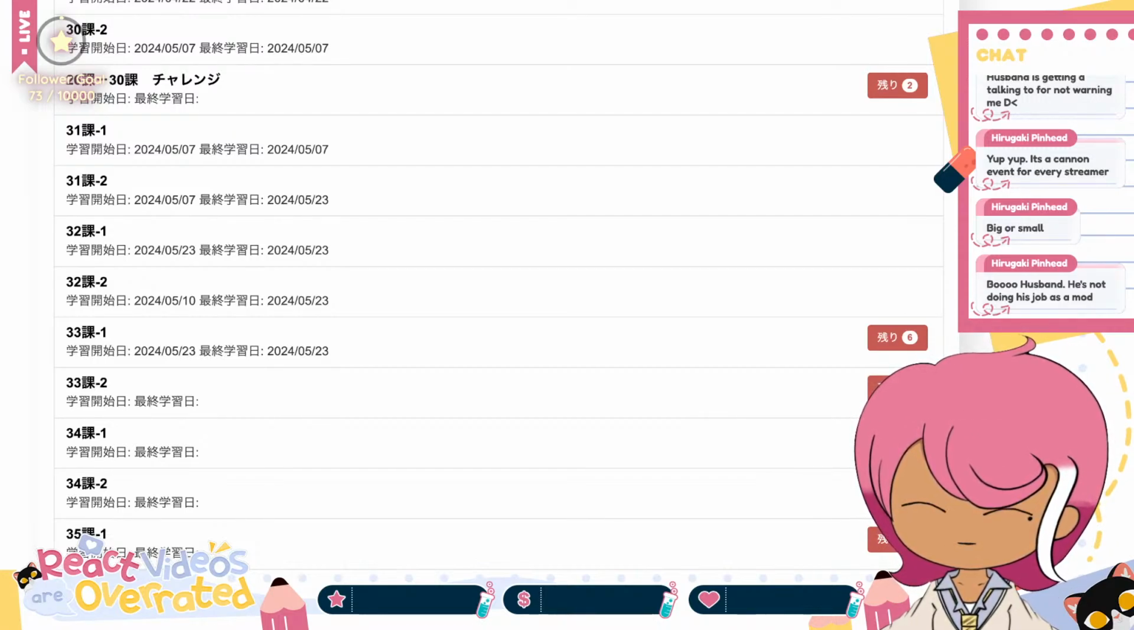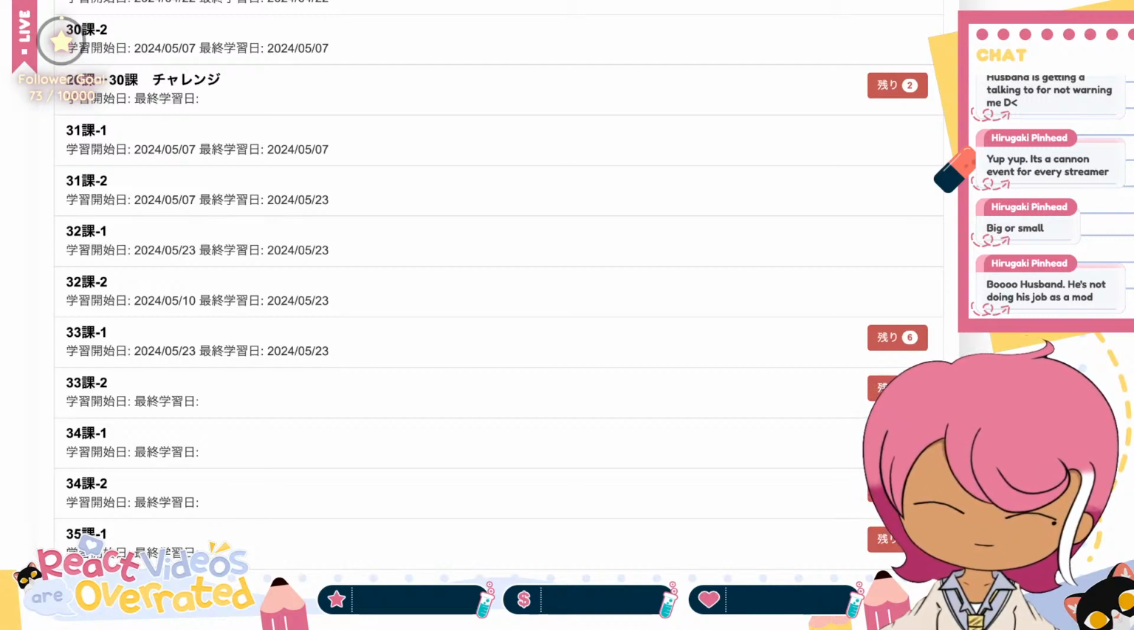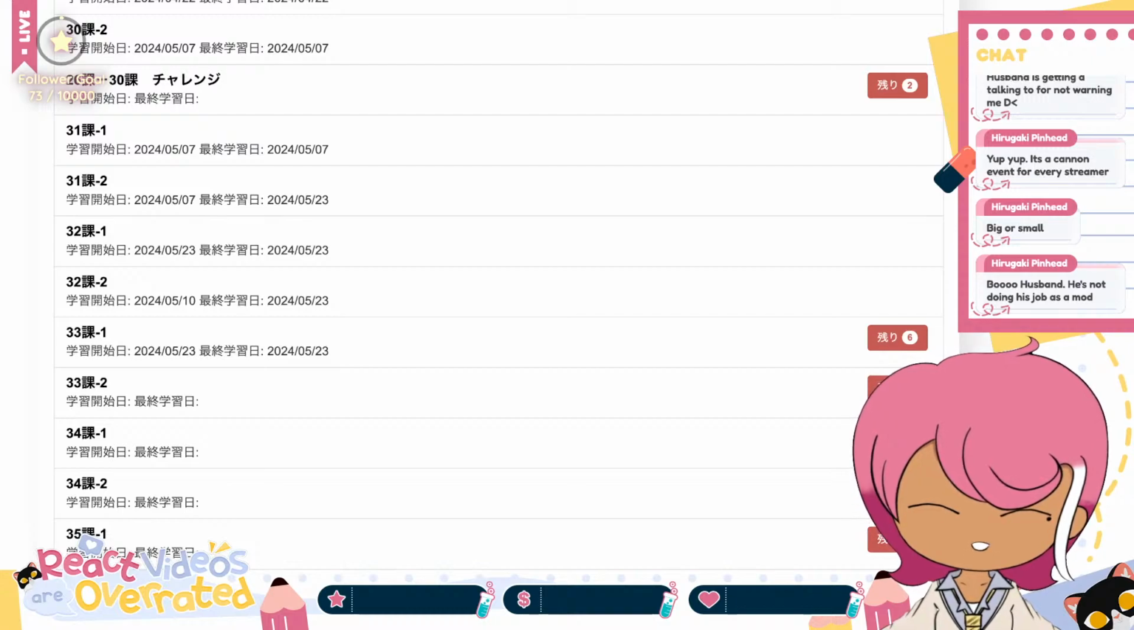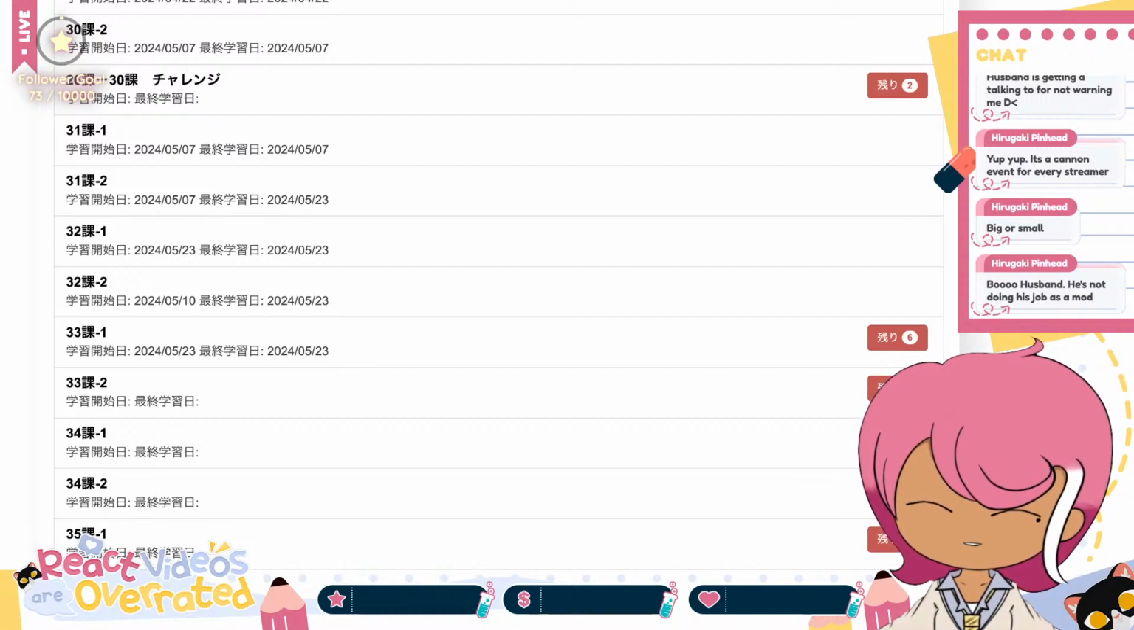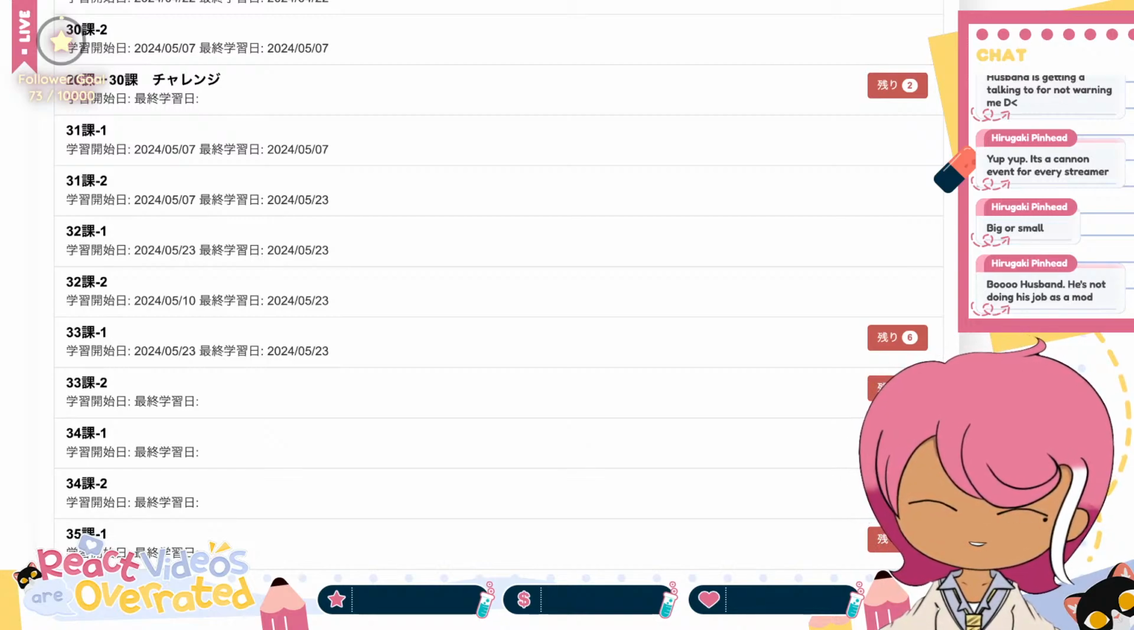Shumatsu wa umi e ikou to omotemasu. I'm thinking of going to the seaside at the weekend. Okay. We don't really need to say seaside. So umi e basically means ocean, right? I'm thinking of going to the ocean on the weekend.